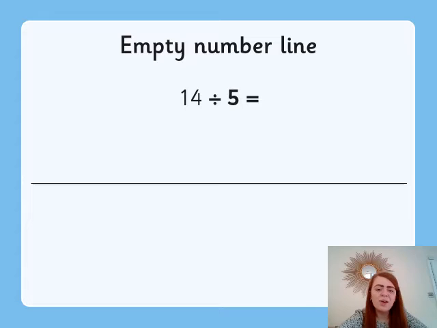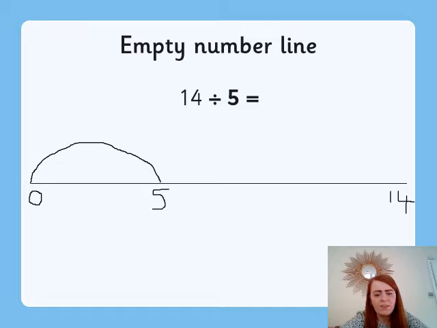So let's see how an empty number line can help us to find remainders. Now if we've got a question of 14 divided by 5, we can show this on an empty number line. We can put 0 at one end and 14 at the other end. And we're wanting to jump up in 5s to see how many 5s are there in 14. So we'll do 1 jump of 5 first, and that takes us to 5.